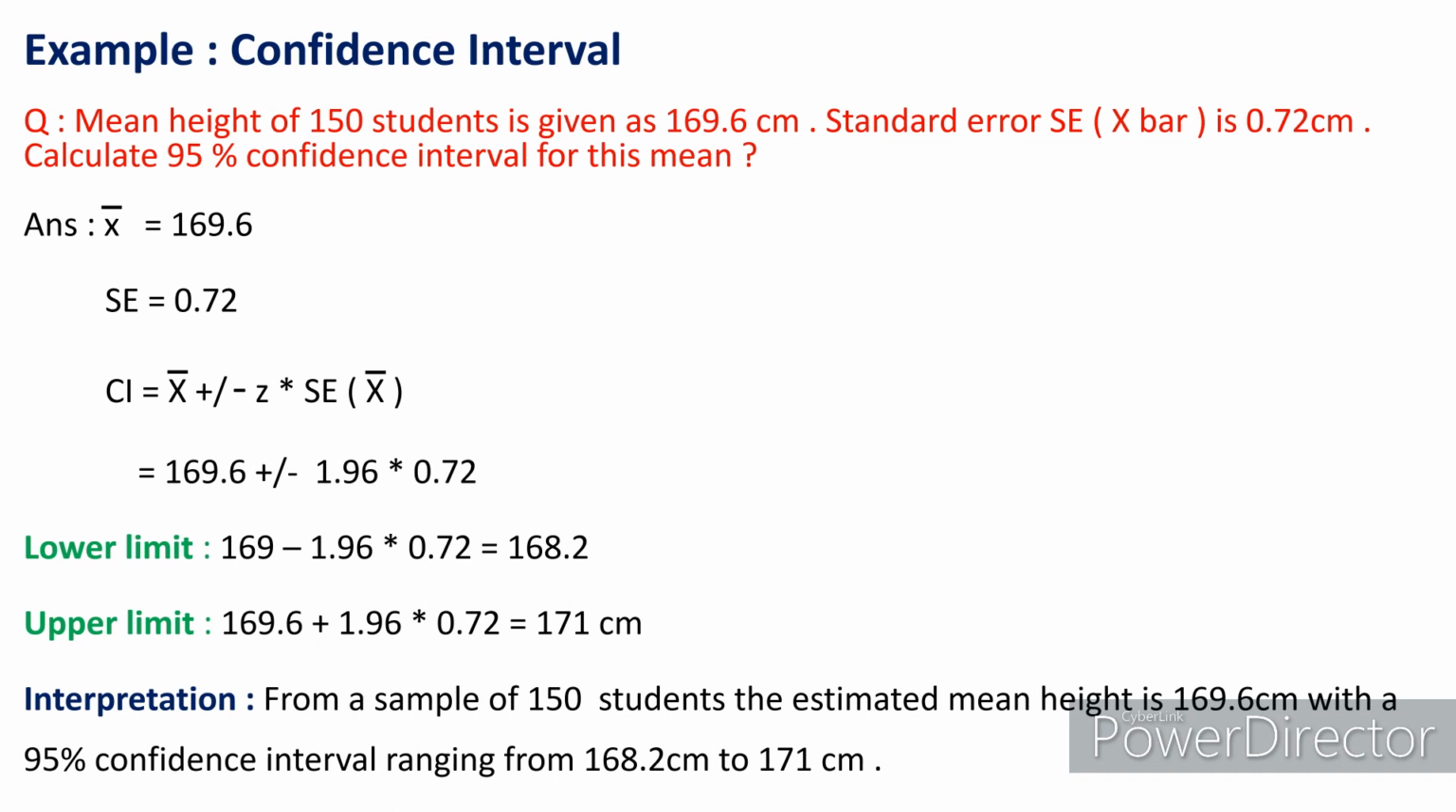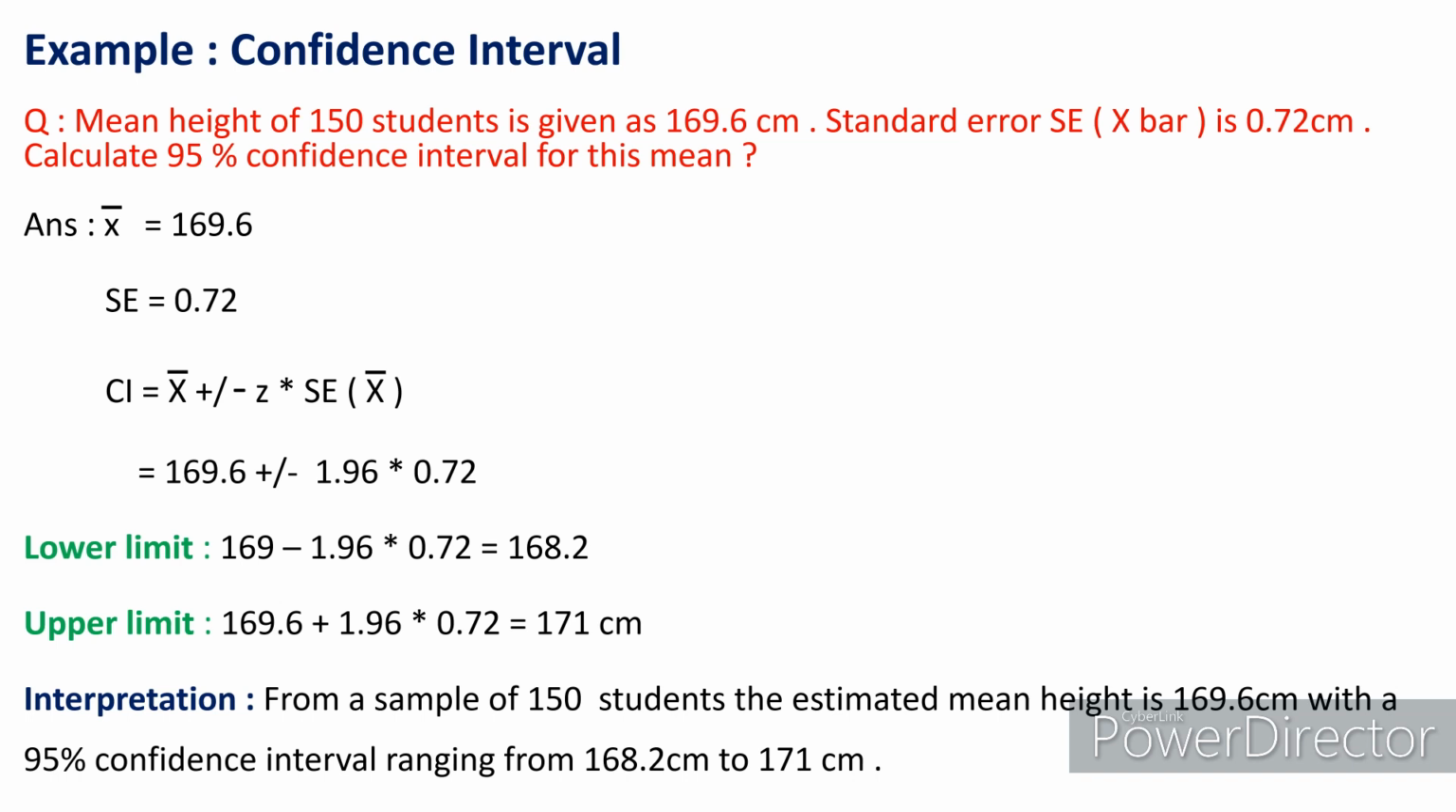In the question, mean height of 150 students is given as 169.6 centimeters. So that was mean. And the standard error SE of x bar is given as 0.72 centimeters. Calculate 95% confidence interval. So they are asking 95% in this question. So let's break down the question and write down the values. Mean, that is x bar, is 169.6. Okay. And what was the standard error? It is 0.72.